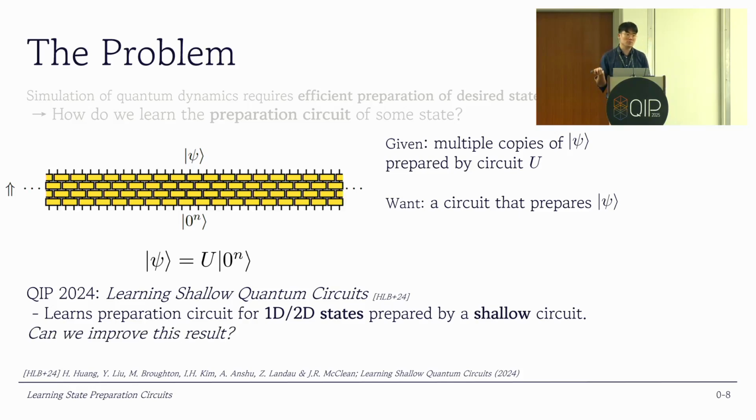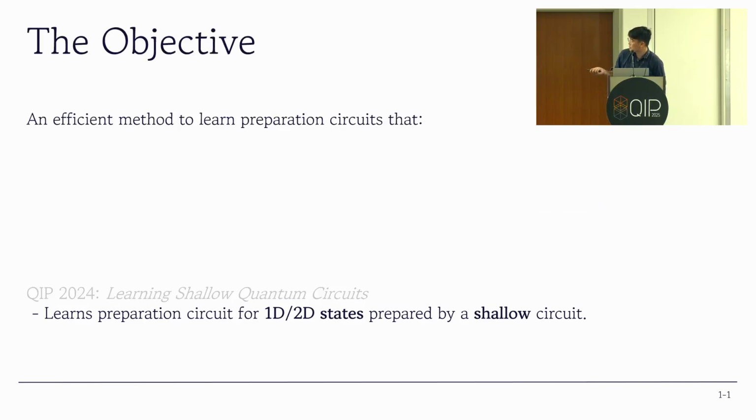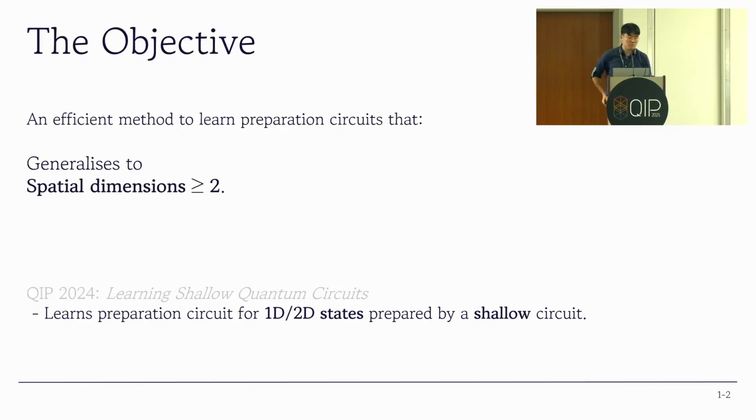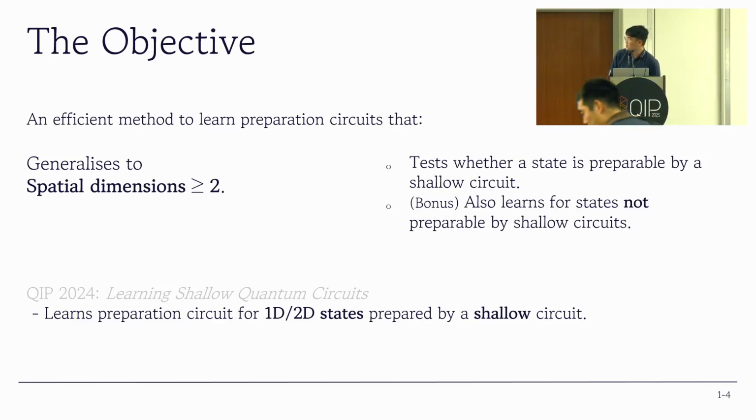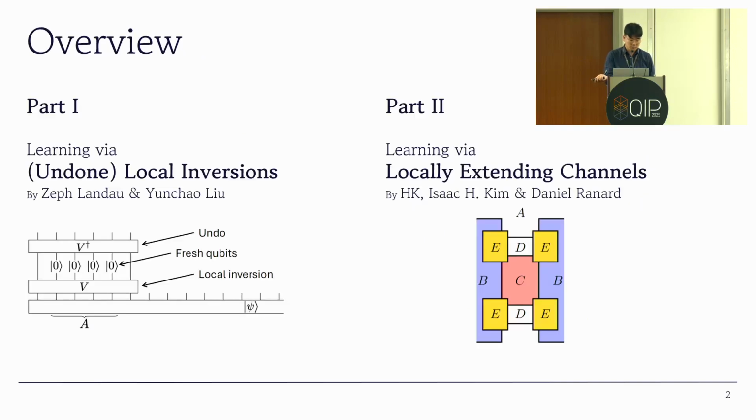So a natural extension that the authors considered is how can we improve this result? How can we go a bit further than the scope addressed in this work? We want an efficient method to learn preparation circuits that not only generalizes to spatial dimensions two or even larger, but perhaps also tests whether a state is indeed preparable by a shallow circuit specifically. So for instance, if a non-shallow preparation circuit is required, is it able to know that? Of course, being ambitious, one can even consider a bonus of also learning states not preparable by such circuits. Like I said, this is a merged talk presenting two different approaches.